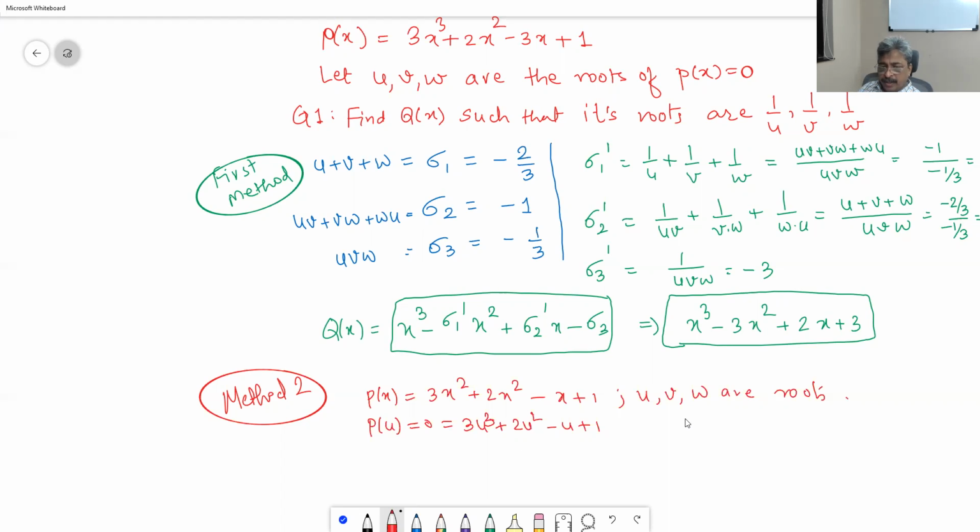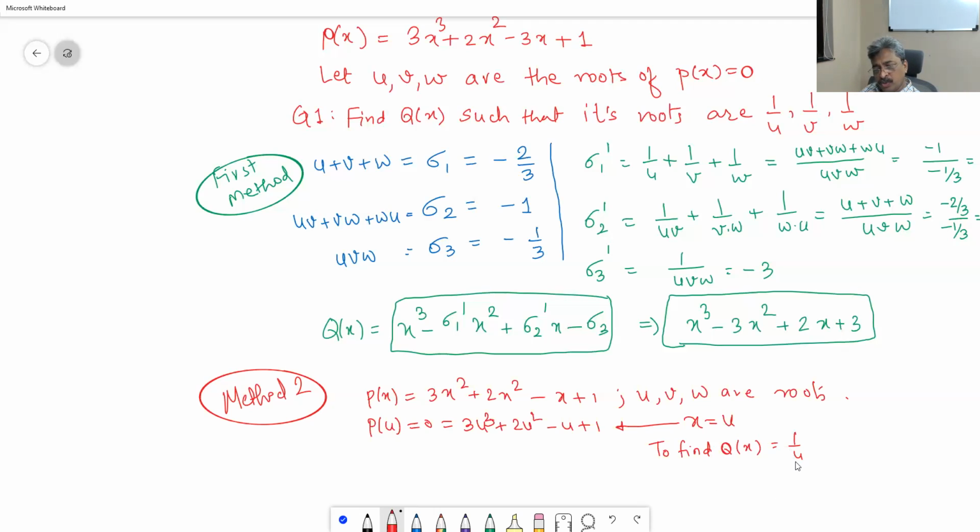So we are putting x is equal to u to get this relationship. I can put x is equal to v to get this relationship. I can put x is equal to w to get a similar relationship. Okay. So if x is equal to u and u is supposed to be the root of the given polynomial, what we are supposed to find out is the polynomial whose root is 1 upon u. Okay.